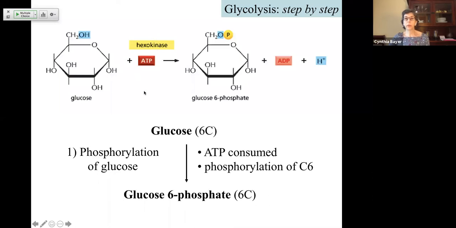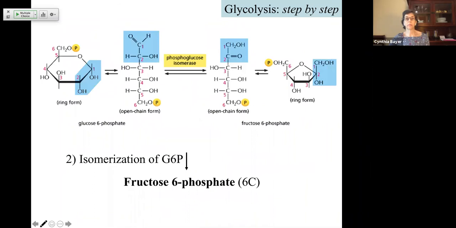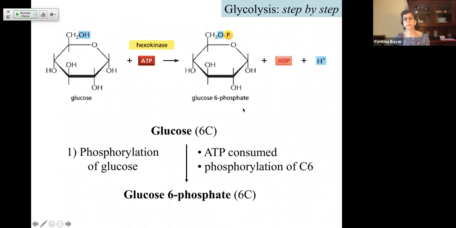So what we need to really remember here is this reaction is energetically favored in the forward direction because it's driven by the hydrolysis of ATP. Right? Hexokinase uses ATP, moves a phosphate from ATP and moves it to carbon 6. So now we have a phosphorylated sugar. We have a phosphorylated glucose that we call glucose 6-phosphate because it's carbon 6 that has now been phosphorylated.